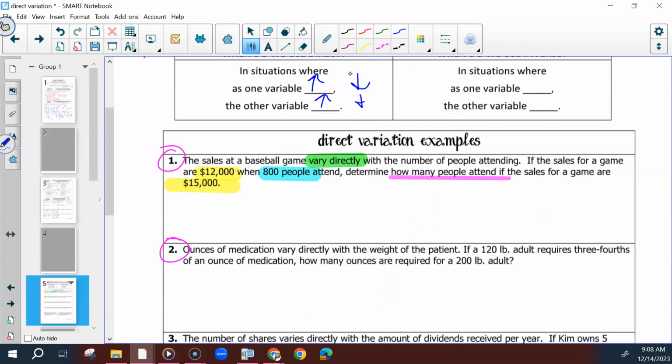Okay? Then this next part will always apply. Whatever comes before the words vary directly is your y. The number after is your x. Decide as defining them or just label them in there. Either or doesn't matter, but you have to do one of those. So then if we know the sales are 12,000, that's our y, and we know the number of people is x, that is how we find our k.